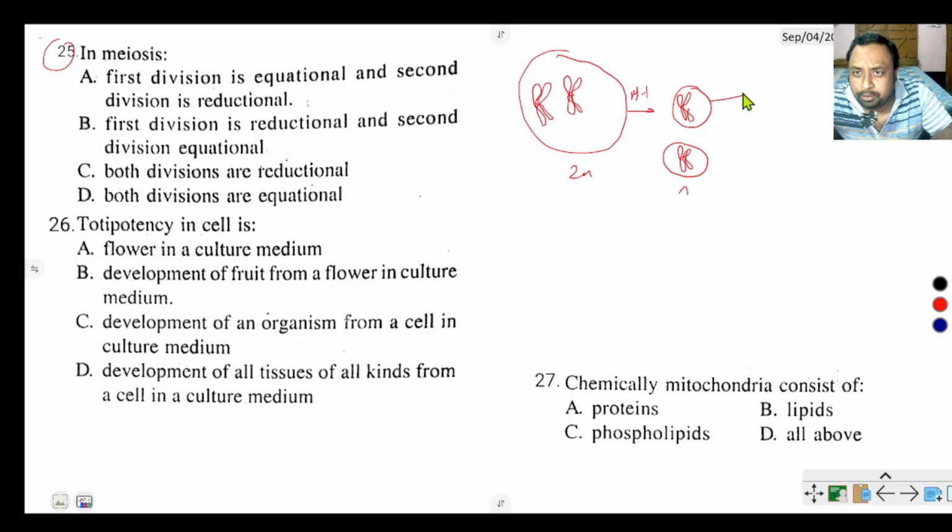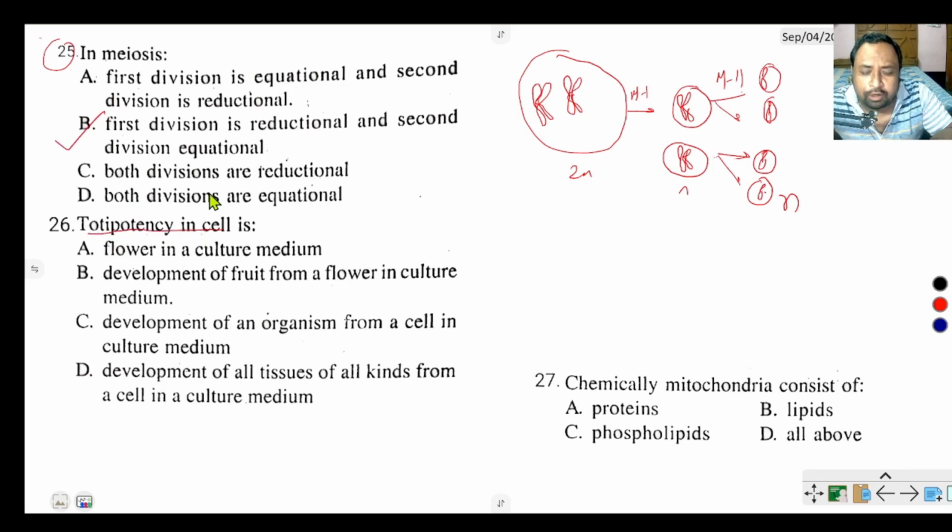But in meiosis 2, the chromatids are separated. This is called equational division, or the mitosis of the meiosis. The first division is reductional, the second division is equational.